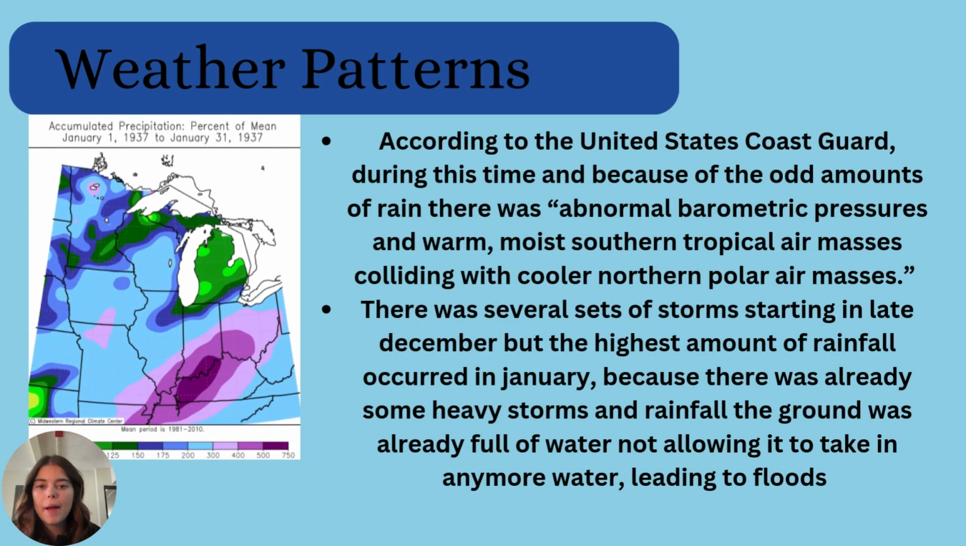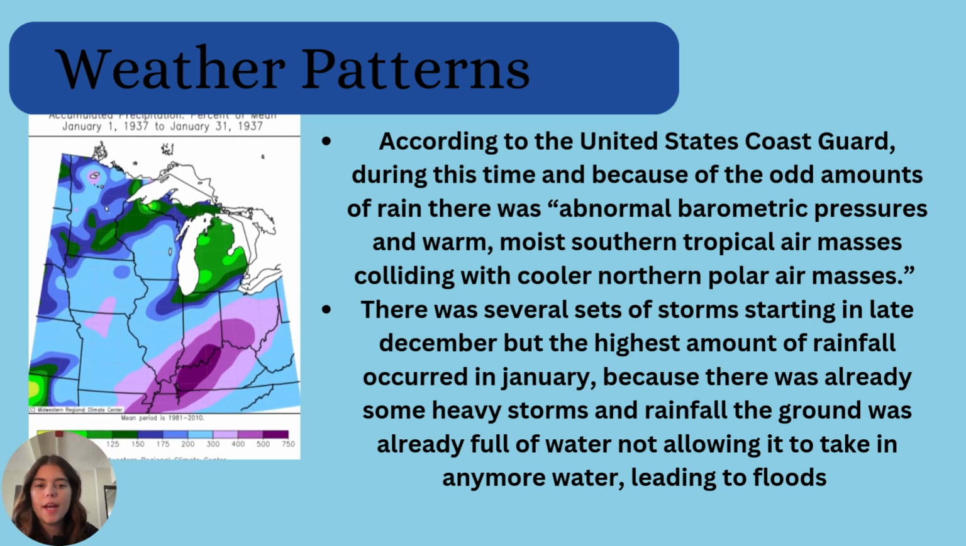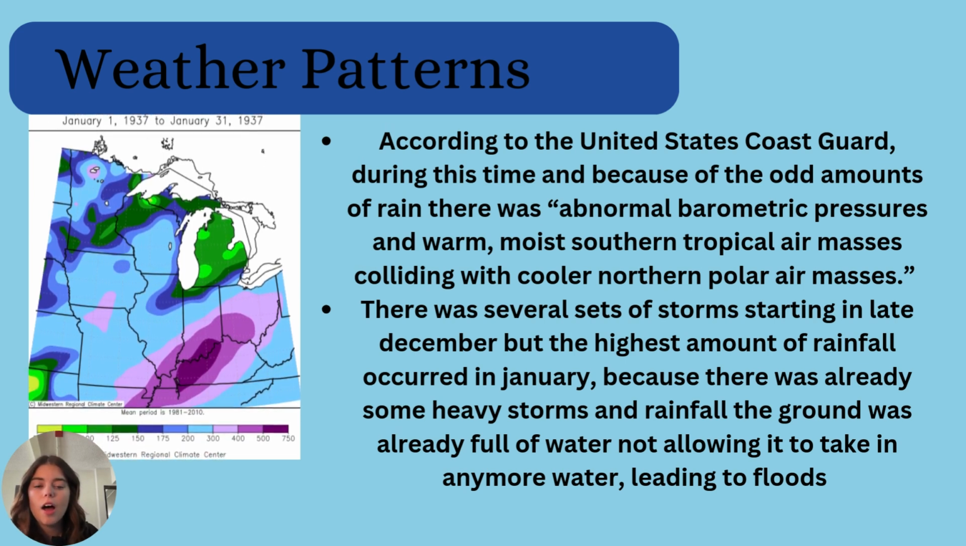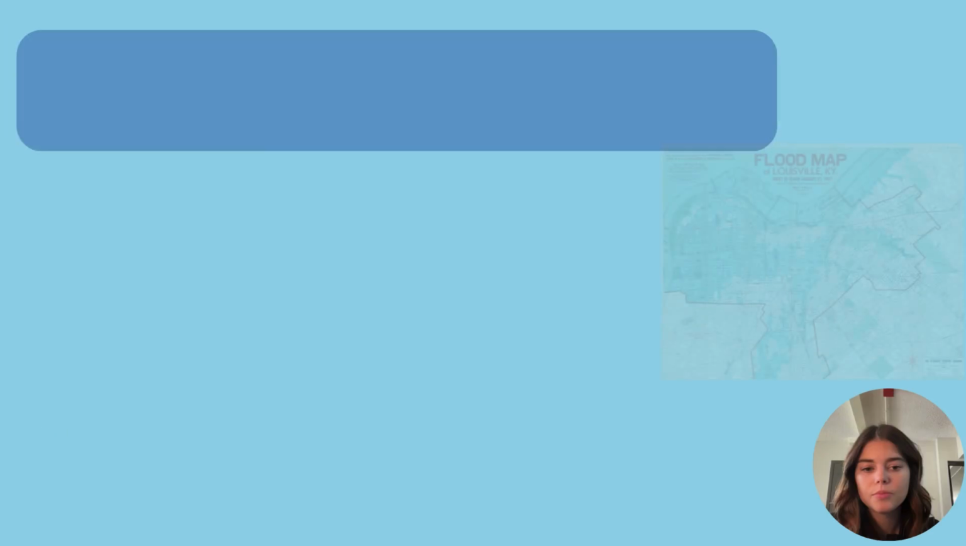Looking at some of our weather patterns, we have a quote from the United States Coast Guard stating that there was abnormal barometric pressures and warm, moist southern tropical air masses colliding with cooler northern polar air masses. There were also several sets of storms setting in late December, but the high amounts of rainfall occurred in January. But because there was already heavy rain in December, the ground was already full of water, not allowing it to take in as much water as it might have before, which caused flooding.